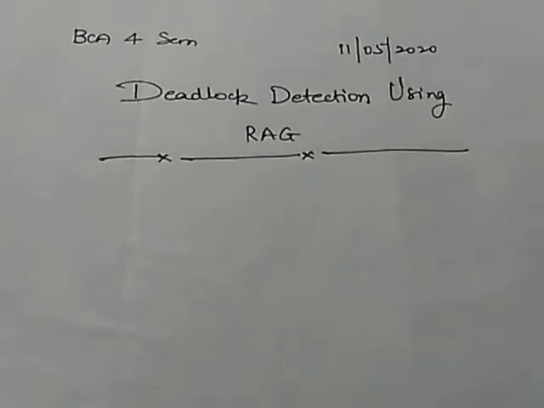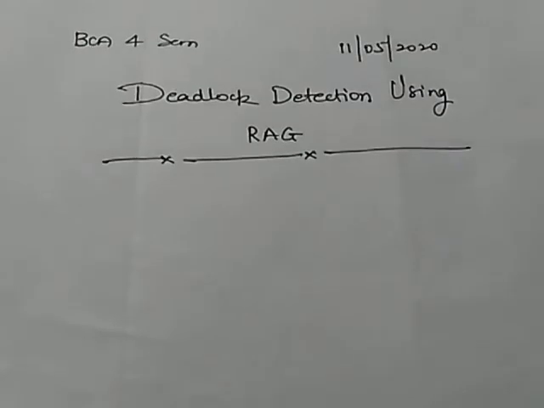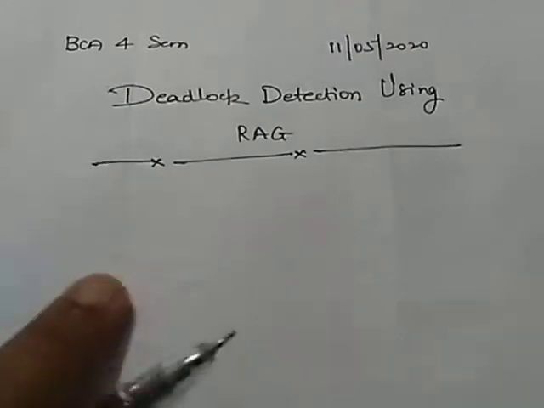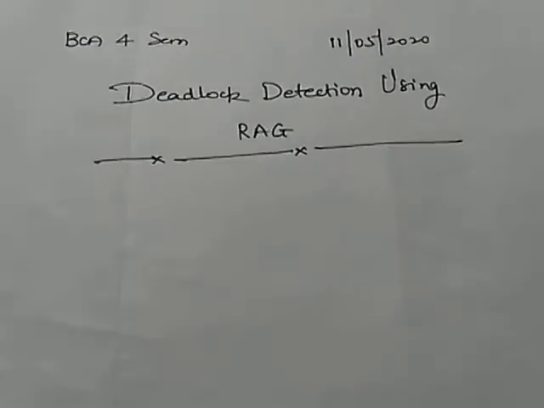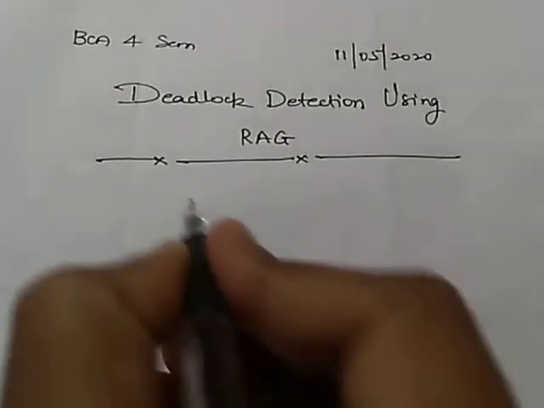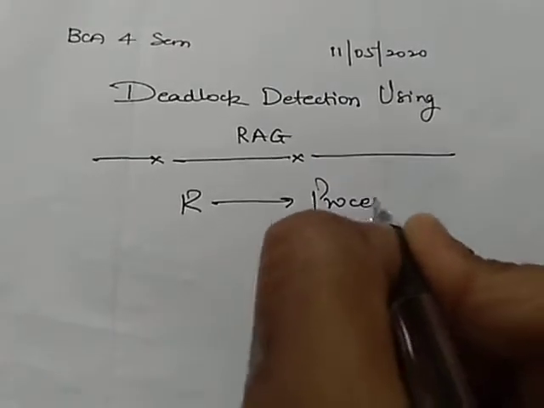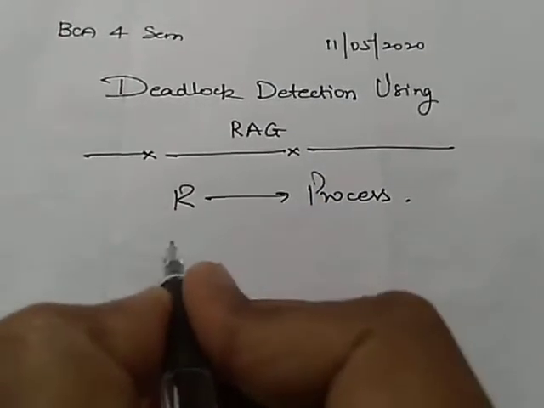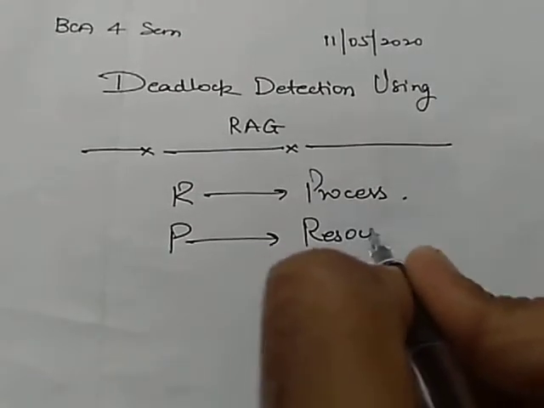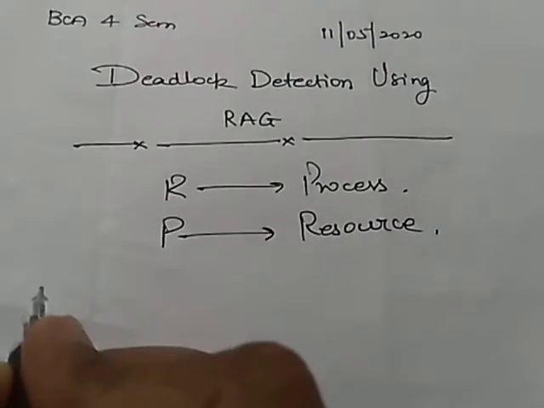Dear students, today we will study deadlock detection using RAG, that is resource allocation graph. Now, as we know, a resource allocation graph is a graph with the help of which we can find out whether a resource is acquired by a process or a process is waiting for a resource to be acquired.